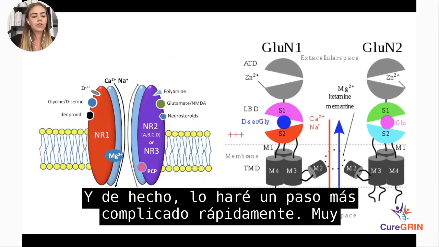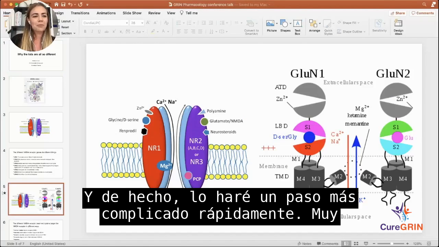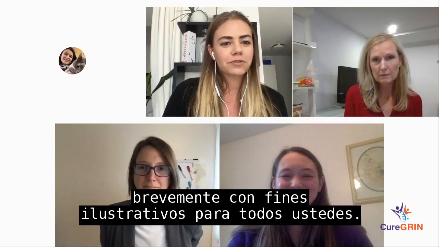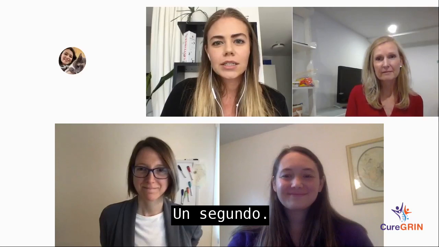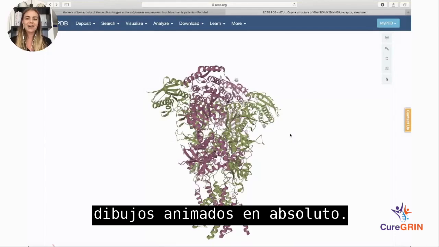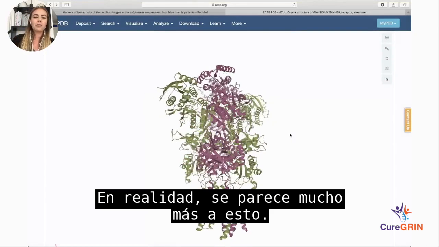And actually, I'm just going to very quickly make it one step more complicated, just very briefly for illustrative purposes for you all. Second. There we go. Okay. So it turns out that it's actually not a cartoon receptor at all. It actually looks a lot more like this.